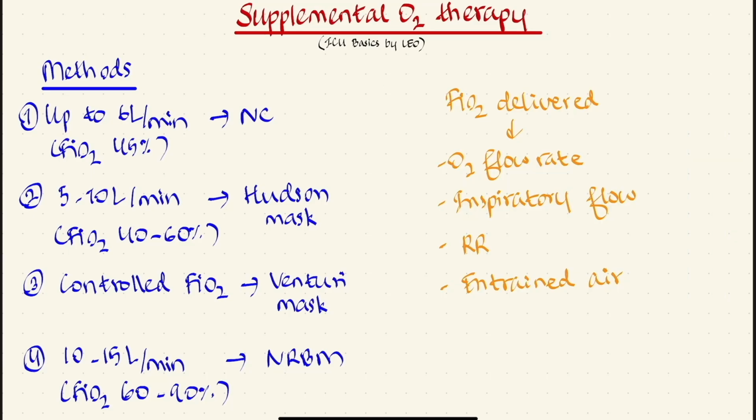If the patient is still hypoxic on 15 liters per minute of oxygen with non-rebreather, we should consider oxygenating the patient in a more efficient way, which is by using humidified high-flow nasal cannula or non-invasive ventilation, which I will discuss in other videos. This is a brief summary of supplemental oxygen therapy in the intensive care unit.